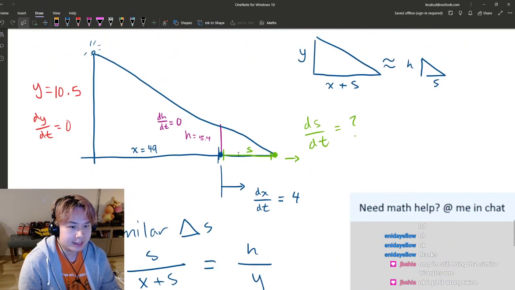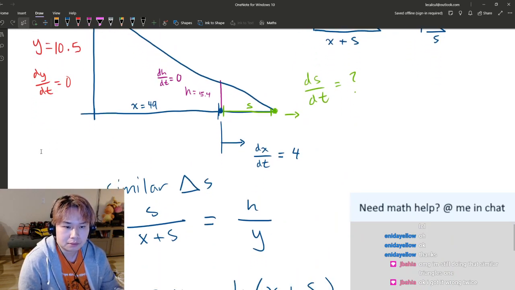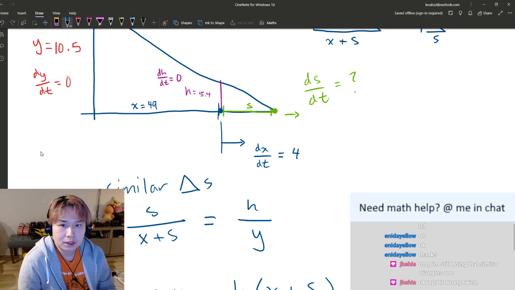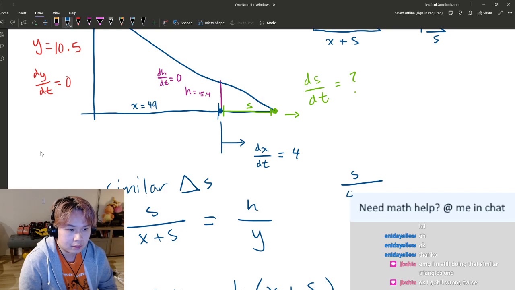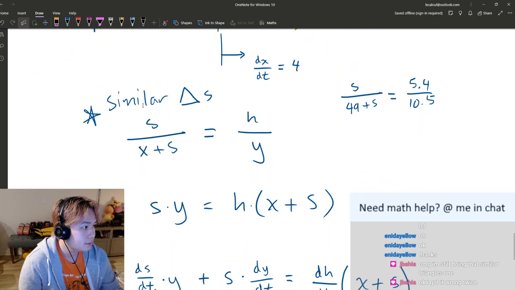Okay, so you need to find S, right? So let's see, to find S, h plus 5 over 4, 10.5. Right? So we have this, and then we need to solve S.